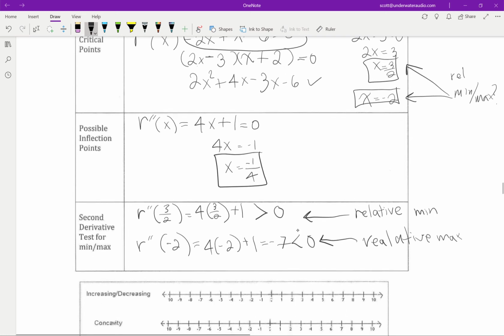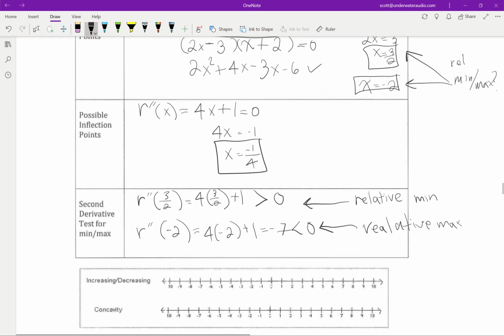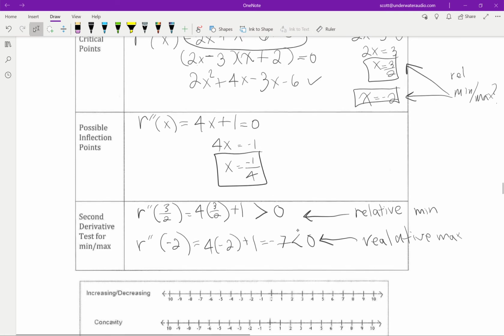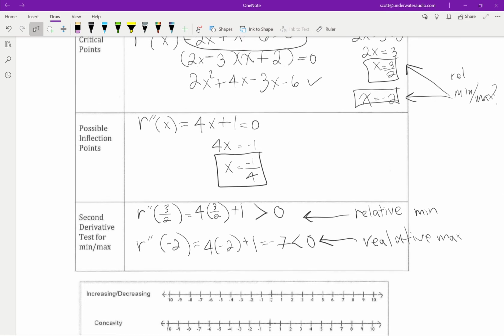All right, the next question we want to figure out is where is it increasing or decreasing? And so I'll plot in my points here at x equals 3/2, which is 1 1/2, and x equals -2. It appears to change from increasing to decreasing in some way. I'm not sure how, but we have to find out by testing points. Oh, and I did it on the wrong line. My bad. So the points were 3/2 and -2.